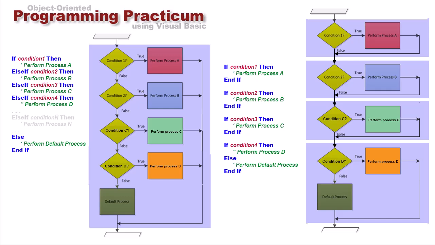So condition 1, condition 2, condition 3, and condition 4 in this case could all be true, and we would perform process A, process B, process C, and process D. Let's take a look at how we might use this in a Visual Basic program.